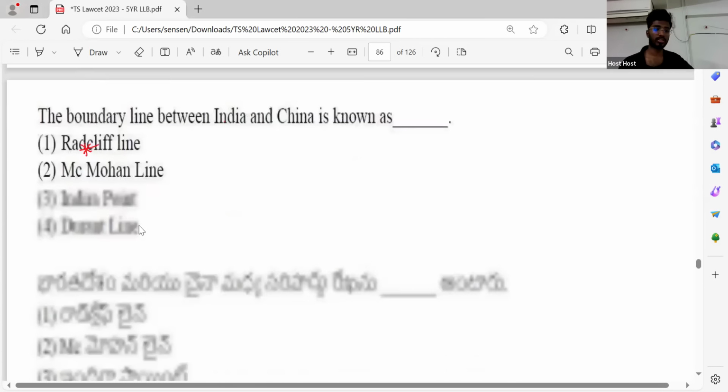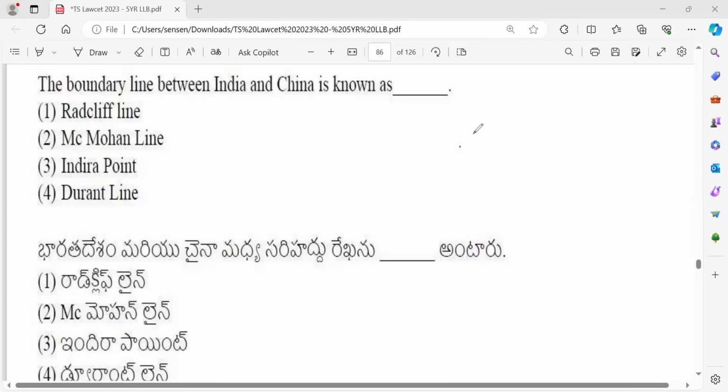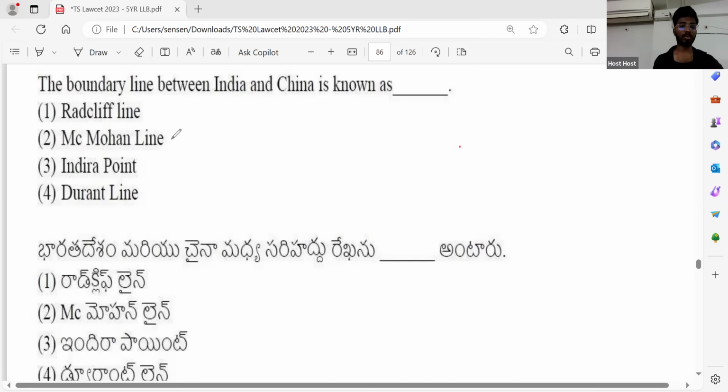Next, 84: the boundary line between India and China. Second option, McMahon line. So McMahon line is the boundary line between India and China. Next, what is this Radcliffe line? It is dividing what? Radcliffe line is a boundary line between India and Pakistan. You write this down in your notebook. Other options they'll ask in the exam.